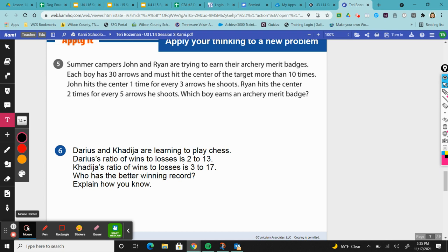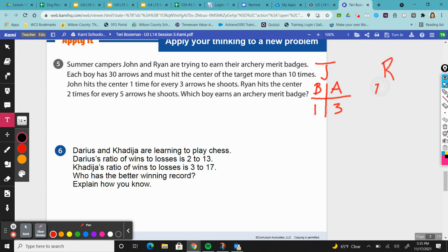Okay. John hits the center 1 time for every 3 arrows he shoots. Ratio right there, right? So we got John. He has a ratio of bullseye, that's hitting it in the middle, to arrows that he shot. So bullseye to arrow, 1 for every 3 arrows he shoots. Sounds pretty good, right? Ryan hits the center, bullseye, 2 for every 5 shots. All right. Which boy earns a merit badge for archery?